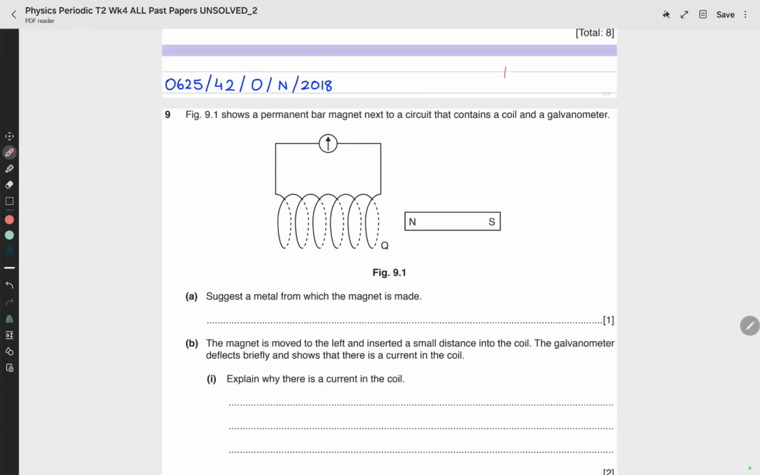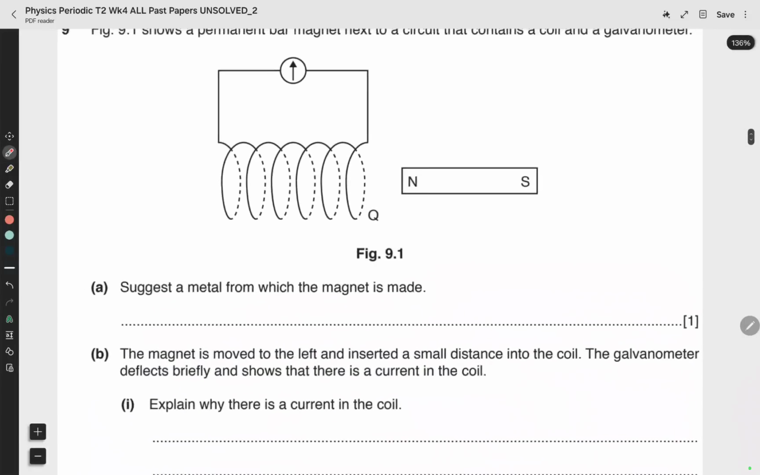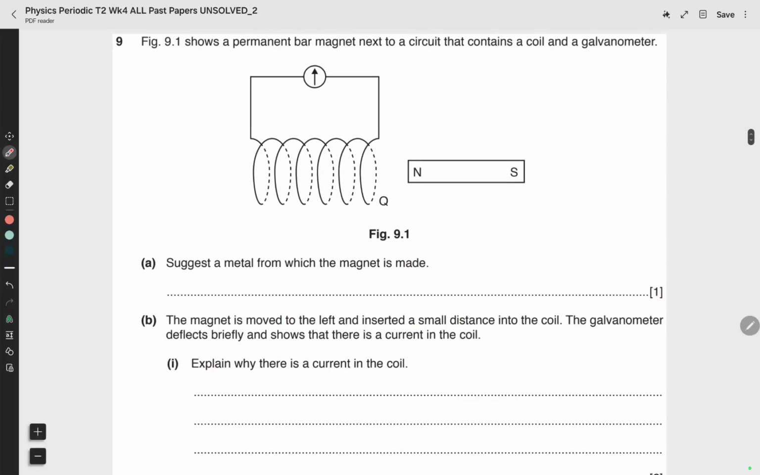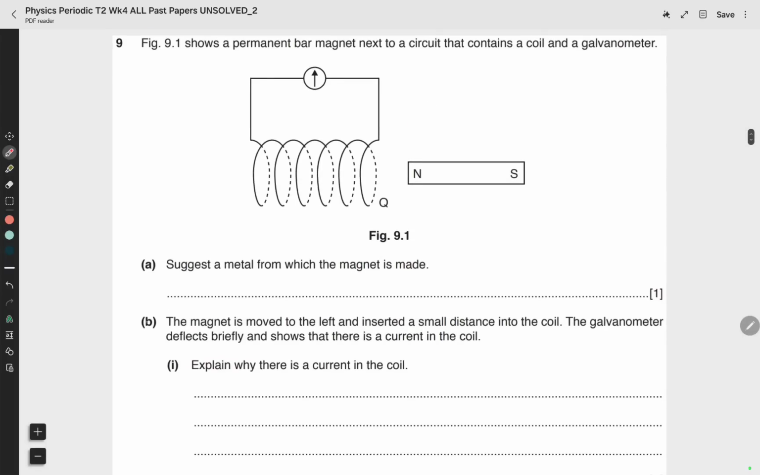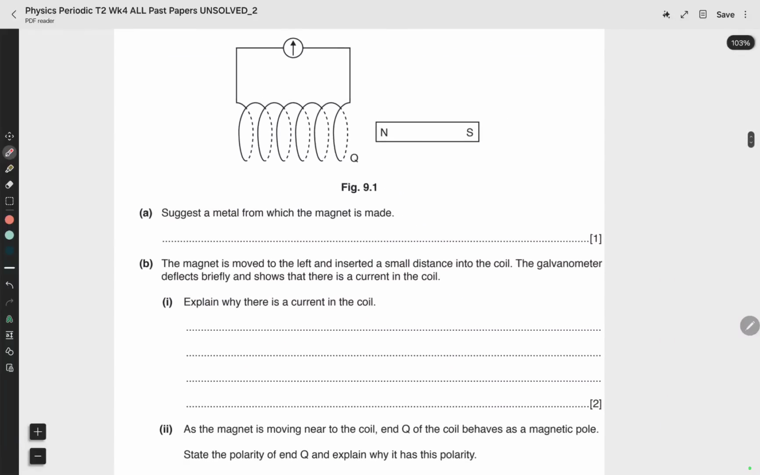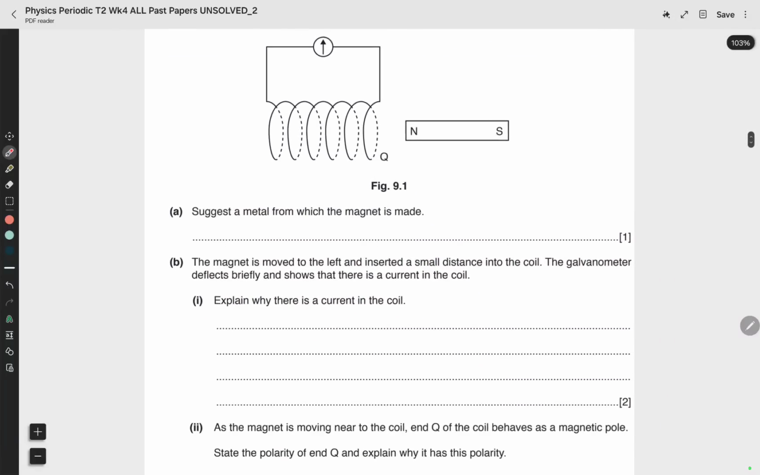Okay, new paper, October, November 2018. Obviously, paper 4.2. This figure 9.1 shows a permanent bar magnet next to a circuit that contains a coil and a galvanometer. Same as the last question, almost the same arrangement. Suggest the metal from which the magnet is made. You can say any one of the ferromagnetic materials, either steel, nickel, or cobalt. I'm going to show you the marking scheme. It's just steel, nickel, or cobalt, because those are the magnetic materials.